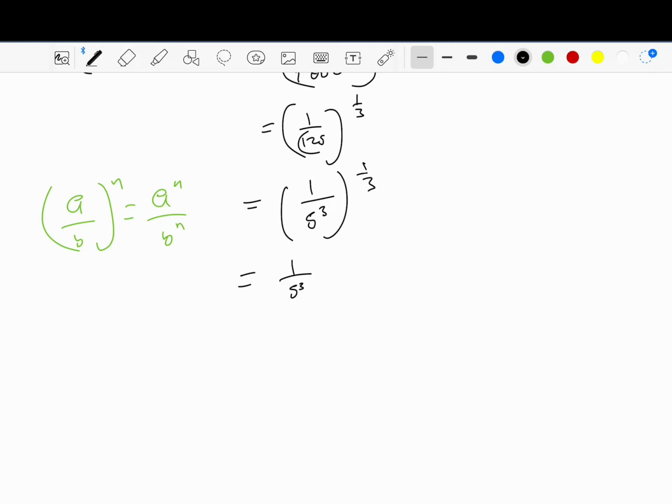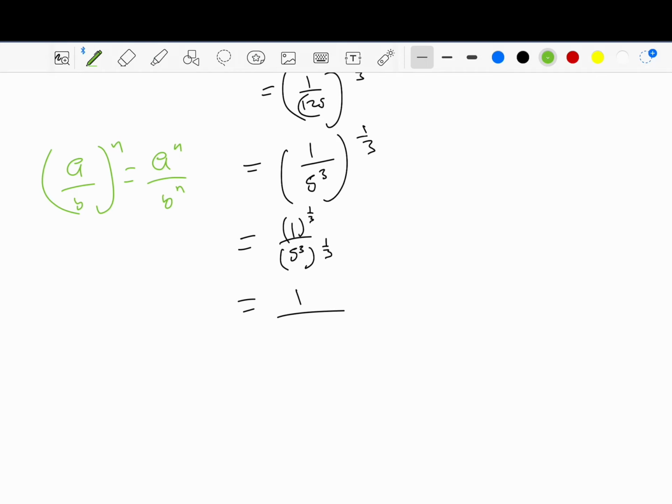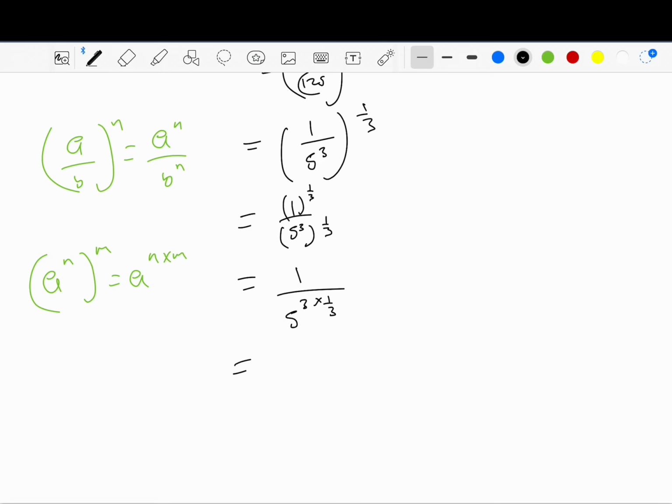So 1 can be written as 1 over 1 over 3, and this can be written as 1 over 3. So 1 power 1 over 3 is 1. And then there's an exponential rule that says if we have a power n times m, this can be written as a power n times m. So this is 5 power 3 times 1 over 3. And then your answer is 1 over 5 times 3 times 1 over 3, which is 1. And your answer is 1 over 5.